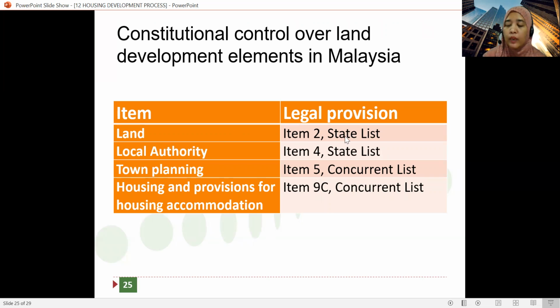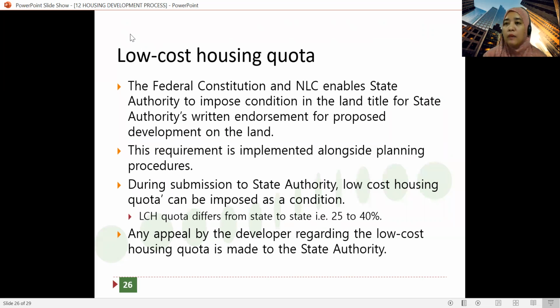Land is item 2 under the state list, local authority is item 4 under the state list, town planning is item 5 under the concurrent list, and housing, also provisions for housing, is item 9C of the concurrent list. Now we come to this extra point on the low cost housing quota.